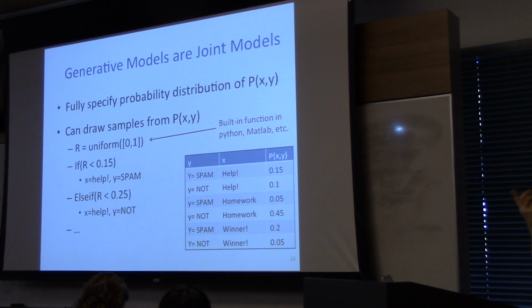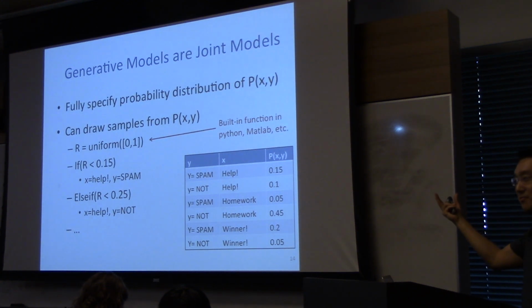So, of course, because generative models are joint models, they're a summary of the distribution. Once you fit the parameters of your generative model to your training set, you can actually draw samples from it and see if they mimic your training set. And so here's how you can draw a sample. Drawing samples is fairly straightforward. If you've never drawn a sample like this before, here's how it works.